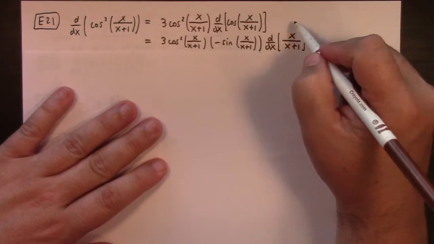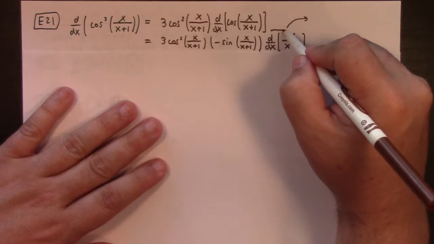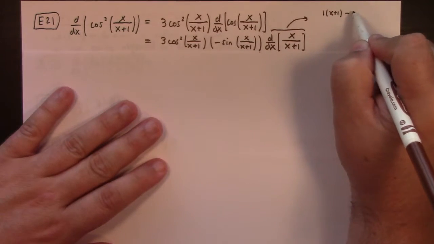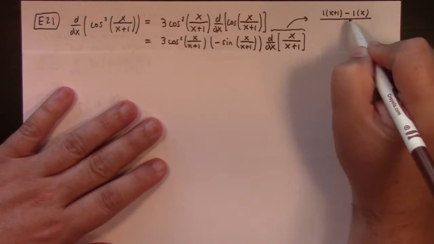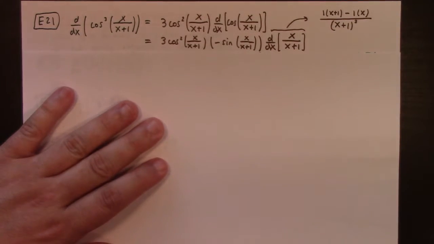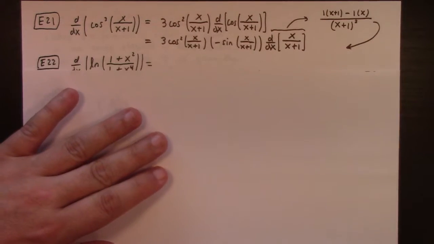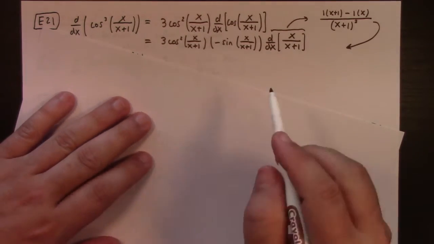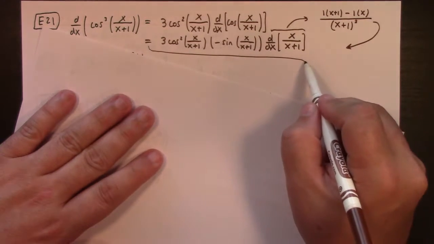Sidebar, well, not exactly sidebar, but let me just say that this piece right here differentiates to what? 1 times x plus 1 minus 1 times x, divided by x plus 1 squared, by the quotient rule. So I'll use that to write the final answer. Oh man, oh no. I should have. Alright, well, I'll have to do some creative moving here.